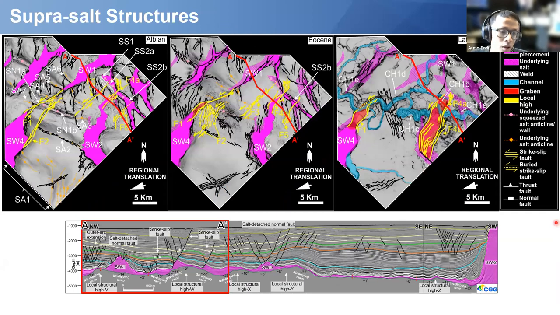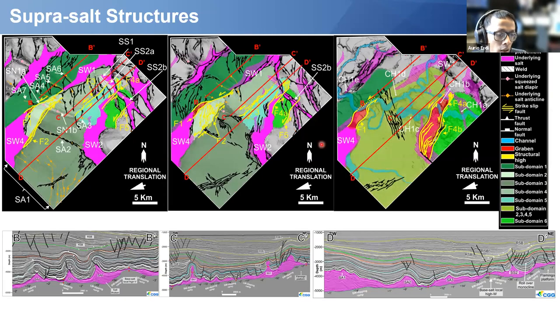And to understand the general structural framework of the overburden, we do a detailed mapping of suprasalt faults on the Albian, Eocene, and late Miocene using a variance attribute. And if we see the perpendicular cross-section along the margin, we see that the structural fault separates different contractional and extensional salt-related deformation. The structural fault separates the study area into six subdomains that have different intensity and type of deformation.